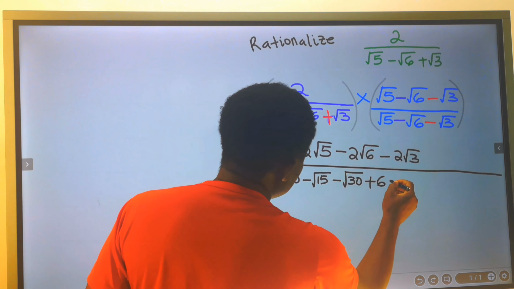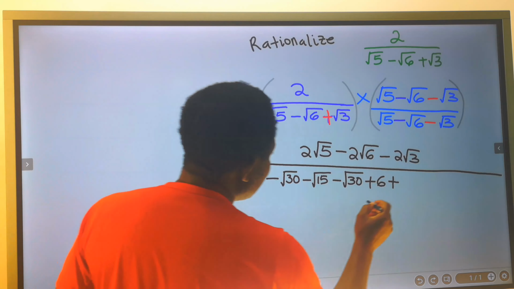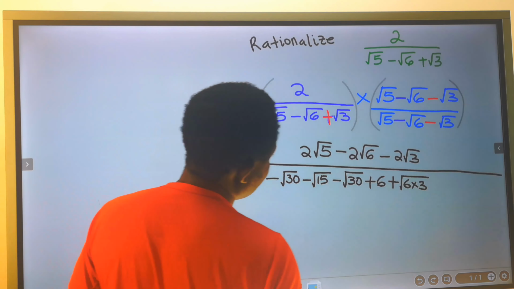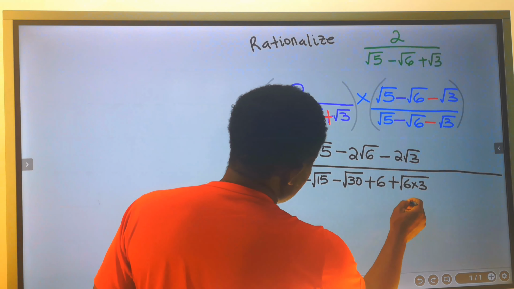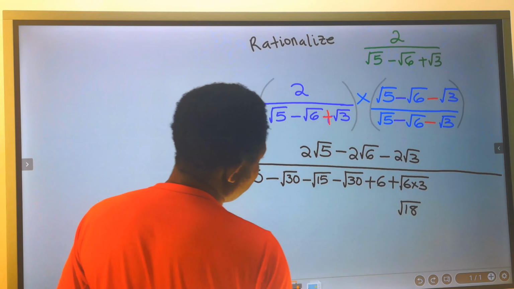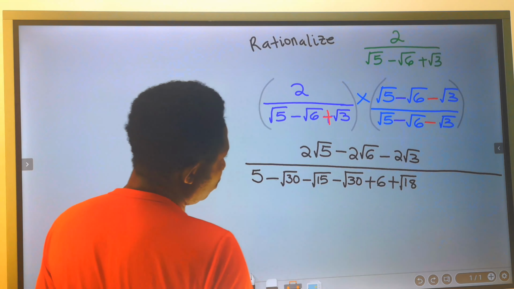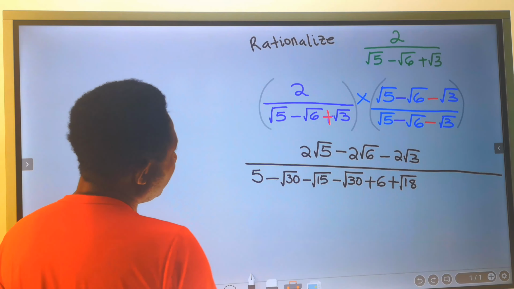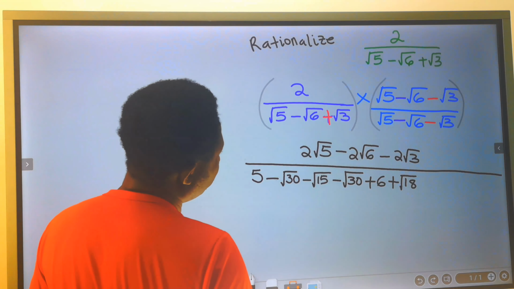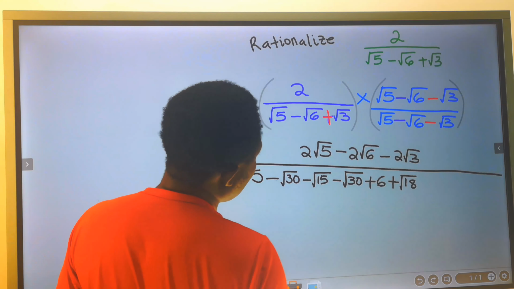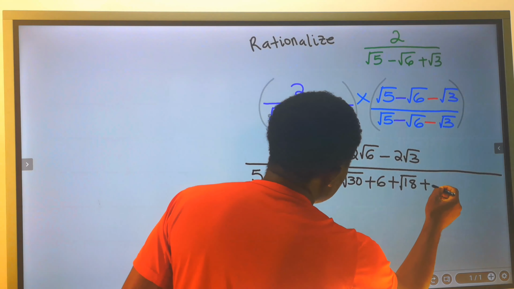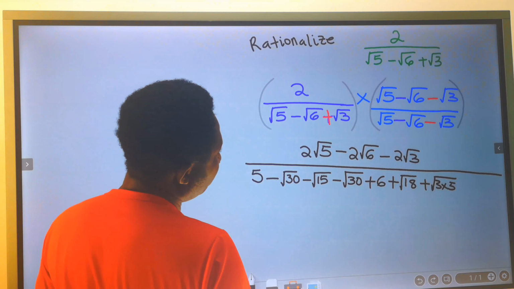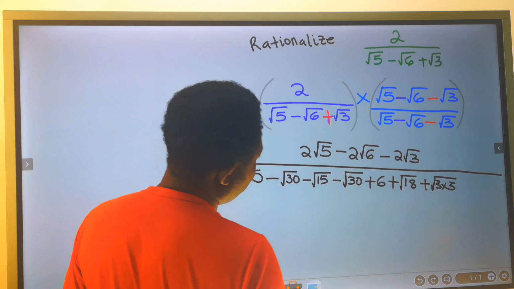Next, minus the square root of 6 will multiply minus the square root of 3. Minus times minus will give us a plus. And inside the square root, we're going to have 6 times 3. 6 times 3 inside the square root will return 18. And here we have the square root of 18. Minus the square root of 6 is done. Next, we'll consider the square root of 3. It will multiply the square root of 5. We're going to have plus the square root of 3 times 5. 3 times 5 will give us the square root of 15.